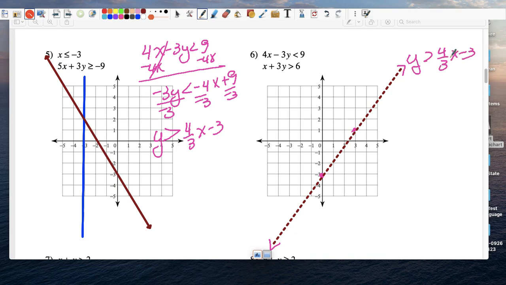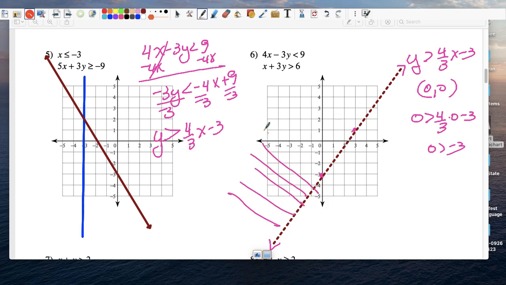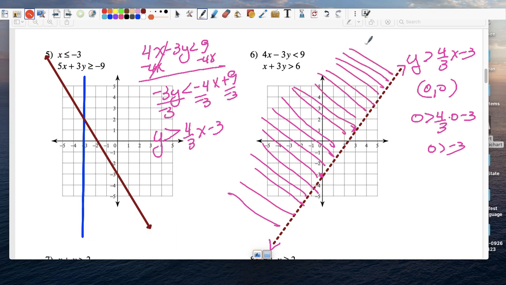There we go. Now, get the point 0, 0, plug it in and see what happens. 0 is greater than 4 over 3 times 0 minus 3. 0 is greater than negative 3. Is 0 greater than negative 3? Yes, it is. And 0 is above the red line, so 0, 0 is above the line. So that means that every point here will also make the inequality true. And if you don't believe it, just pick any points above this red line, keep trying, and you'll notice that every single one of them works.